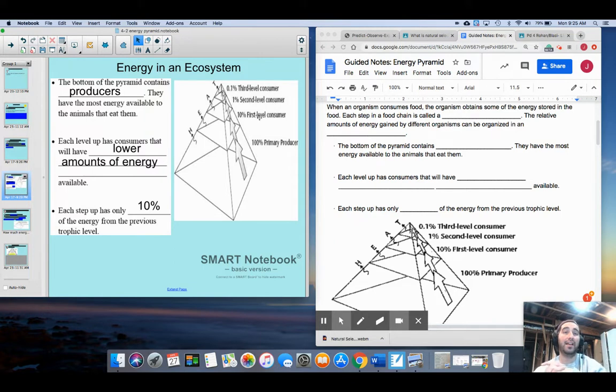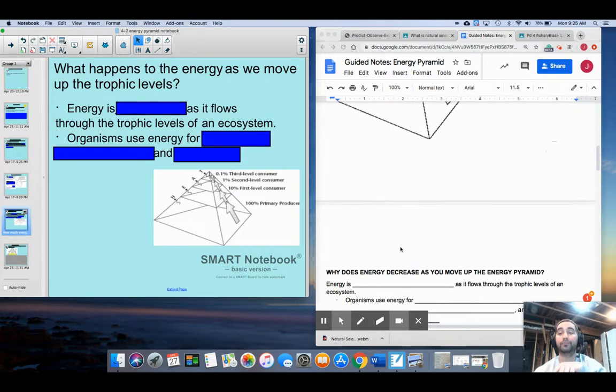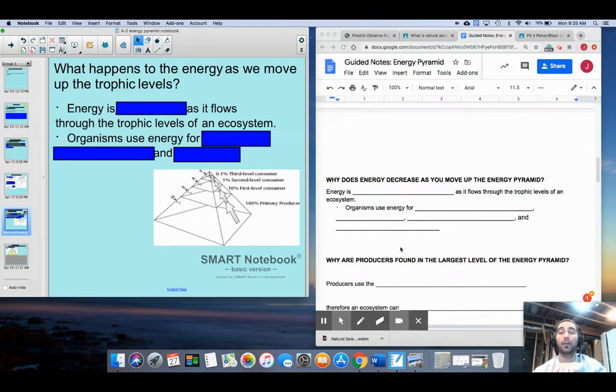And then as you move up to the second level of the consumers, which is the third trophic level, they are going to only have 1% of the energy from the first level of consumers. All right. So let's move on.